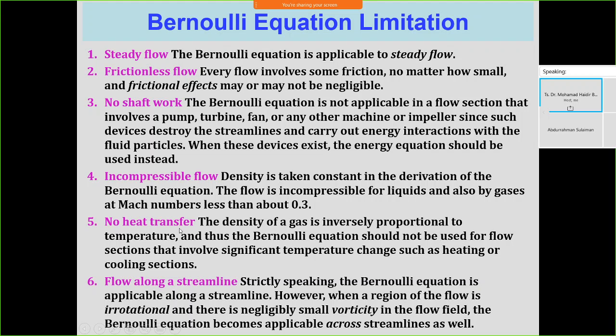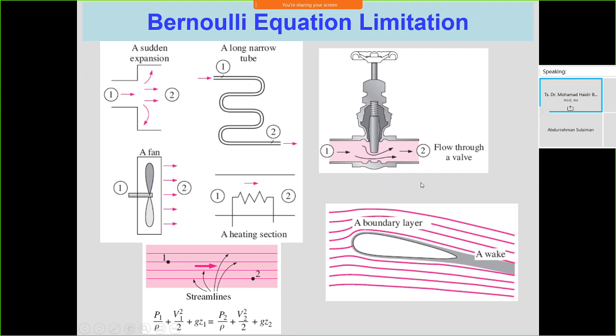No heat transfer. And then, flow along a streamline. Strictly speaking, the Bernoulli equation is applicable along a streamline. However, when a region of the flow is irrotational and there is negligibly small vorticity in the flow field, the Bernoulli equation becomes applicable across the streamline as well. So you can use the equation along a streamline, meaning in one pipeline, as long as it doesn't have disturbance in the pipeline, you can still use the Bernoulli equation.